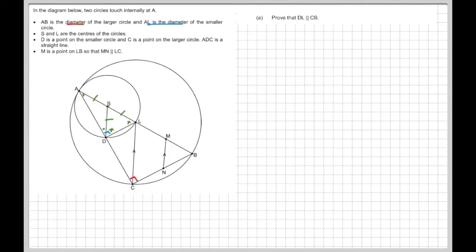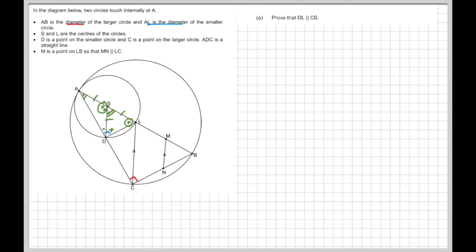Next up, I'm going to look at L being the center of the bigger circle. Oh wait, I jumped the gun. I forgot that in this little triangle, that angle there, angle S, is twice the angle at the circumference. Also, that angle there is twice that angle there. Might not be useful, but might not be useless. You don't know yet. Okay?